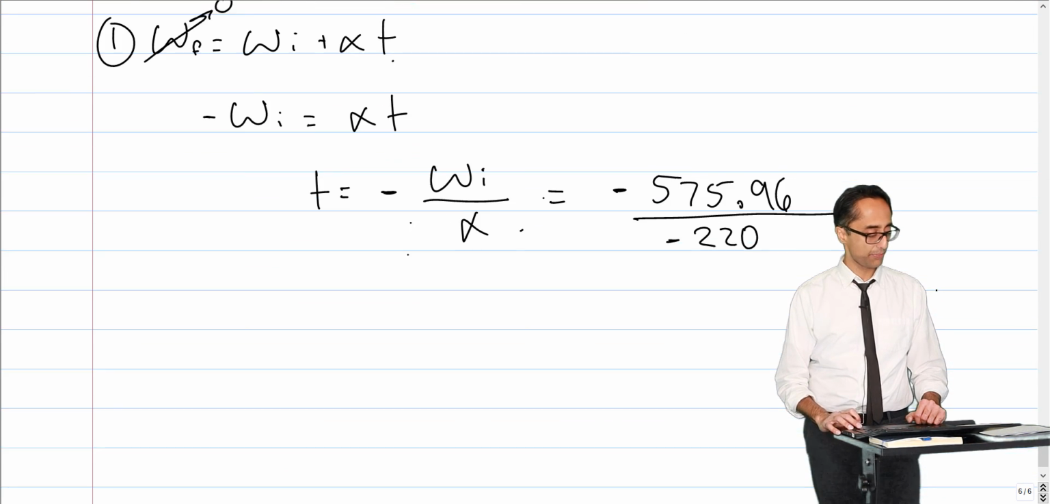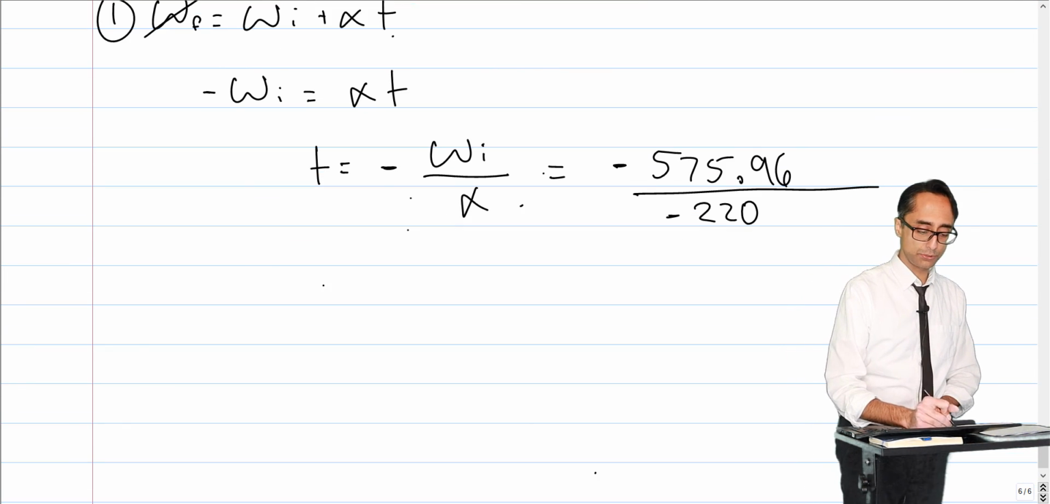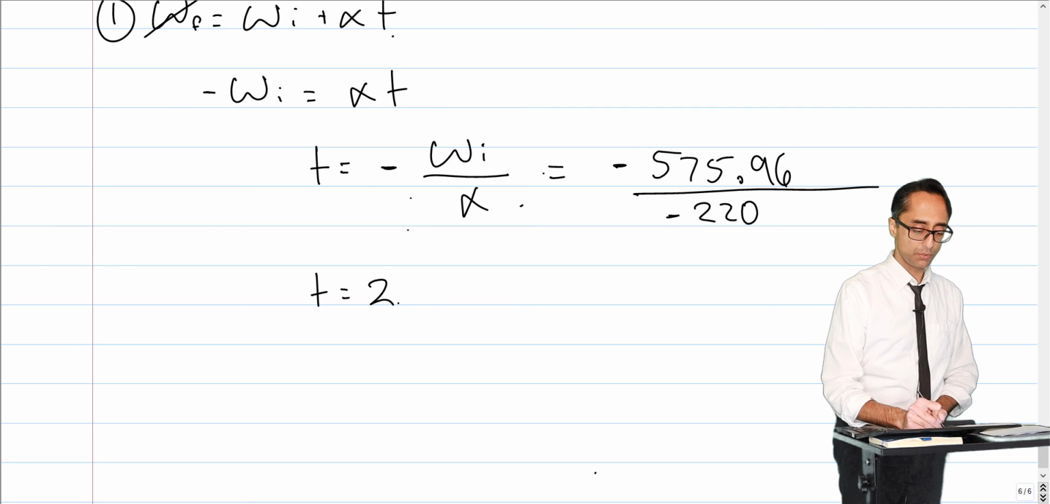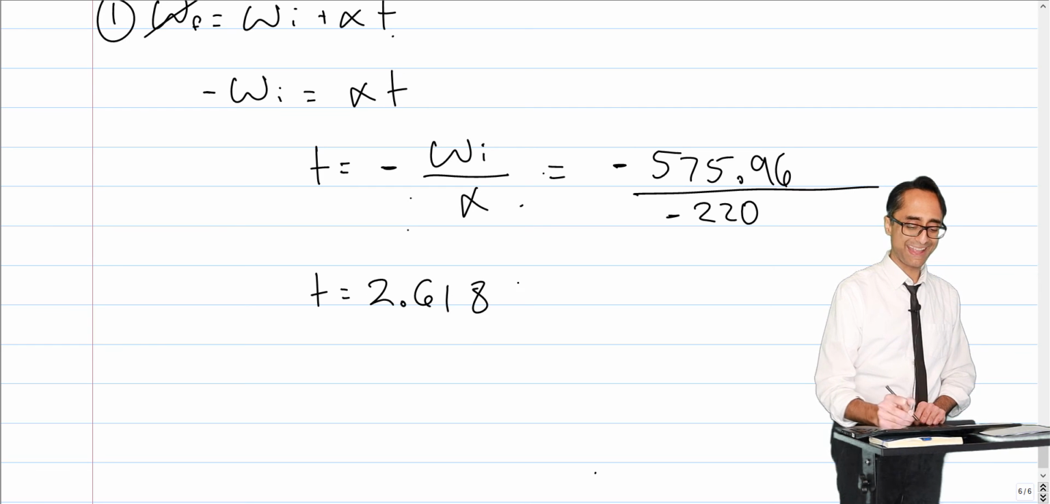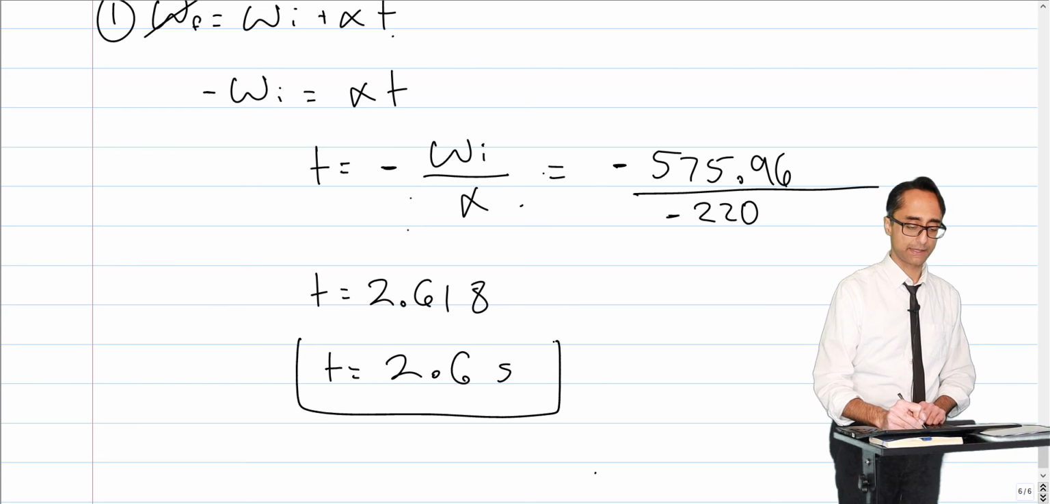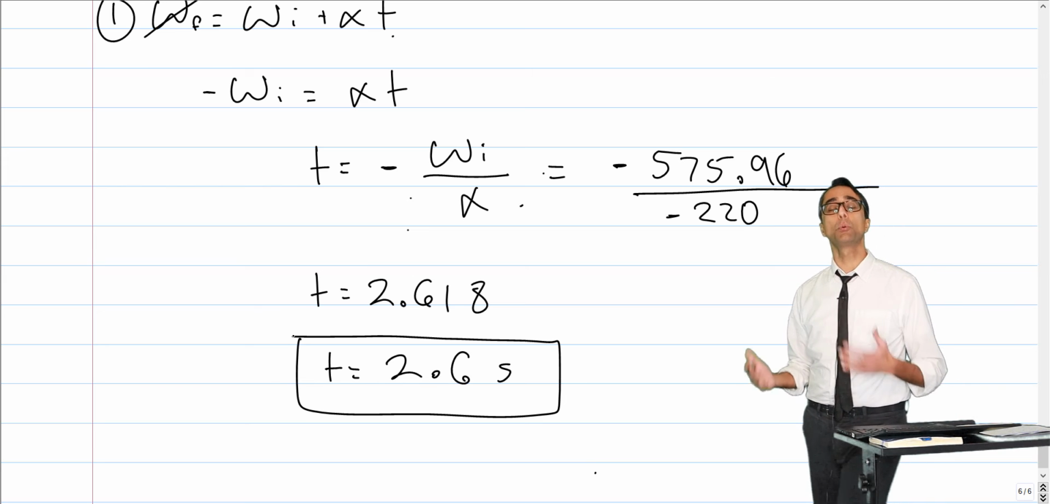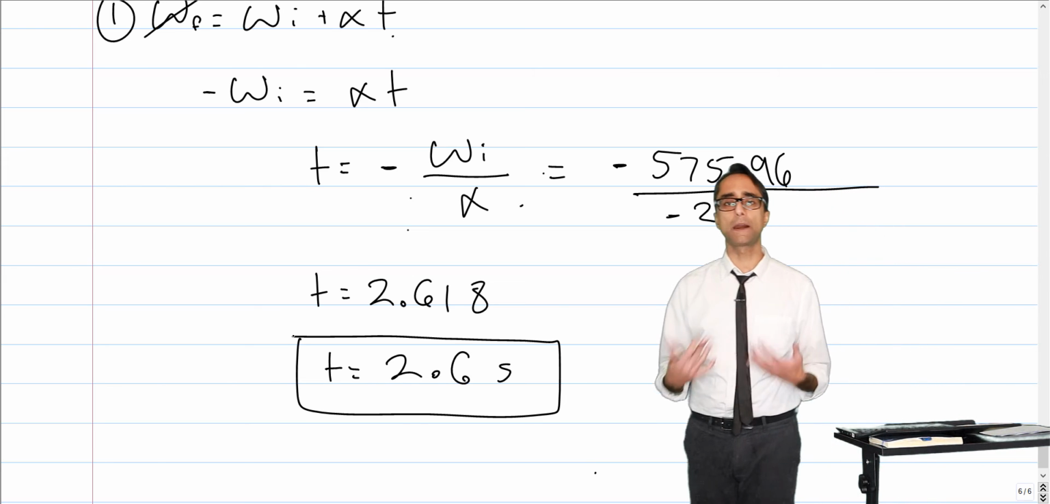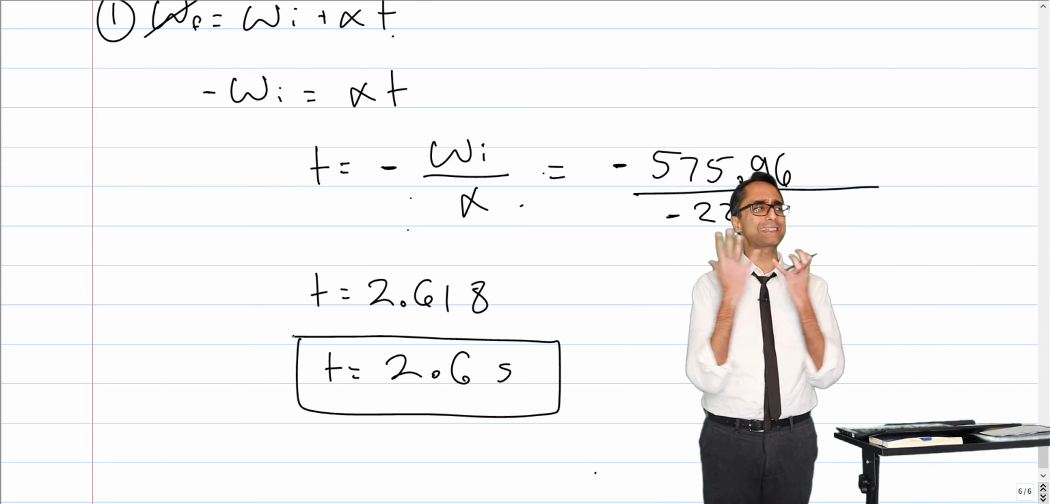They do. And throwing your values into your calculator will give you something like 2.618. But let's round that to 2 sig figs of 2.6 seconds. And that's it. It takes 2.6 seconds for the drill to come to a stop. And that seems about right.